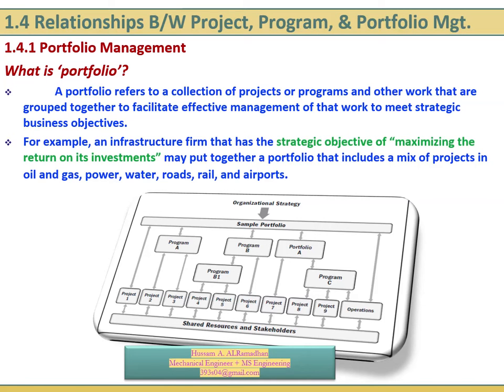For example, an infrastructure firm that has the strategic objective of maximizing return on investment might put together a portfolio that includes a mix of projects in oil and gas, power, road, rail, and airport. So the sample portfolio as shown in the picture contains programs A and B and projects 1 to 9.